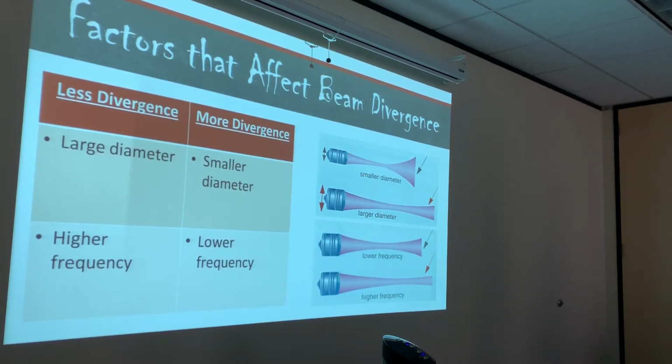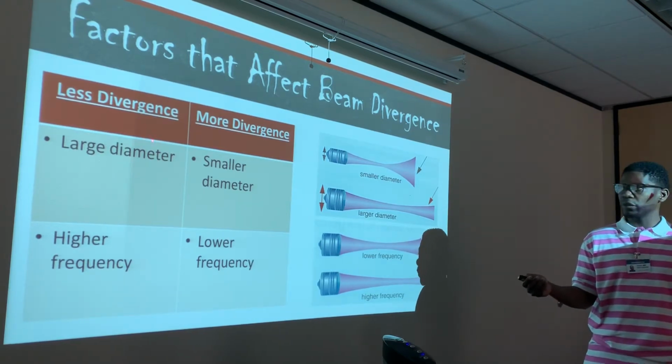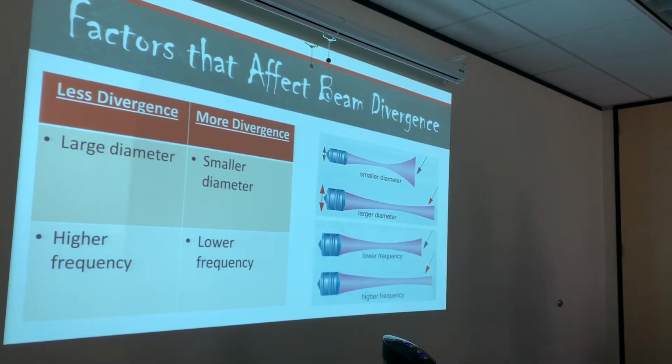Okay? So if we want to use the transducer with the best lateral resolution, we want the one with less divergence. We want a larger diameter and a higher frequency. A larger diameter transducer with a higher frequency is going to provide us with the best lateral resolution because there's less divergence, less spread of the beam in the far field. Okay? Our beam isn't going to spread as much. The more our beam spreads, the worse the lateral resolution is.